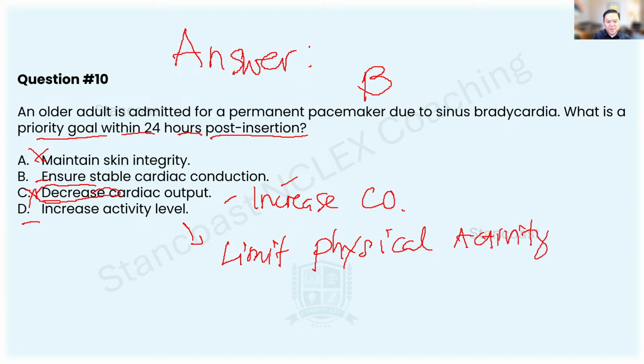Because we want to make sure that the chest leads, or the leads in the pacemaker, will remain in the correct position inside the heart. So we want to make sure that the patient is taught, hey, you're not supposed to be doing any more strenuous activity yet, because we want to check first to make sure that there is no sudden movement. We're not going to cause any complications to the pacemaker placement. So make sure that they are aware of the physical limitation this time.